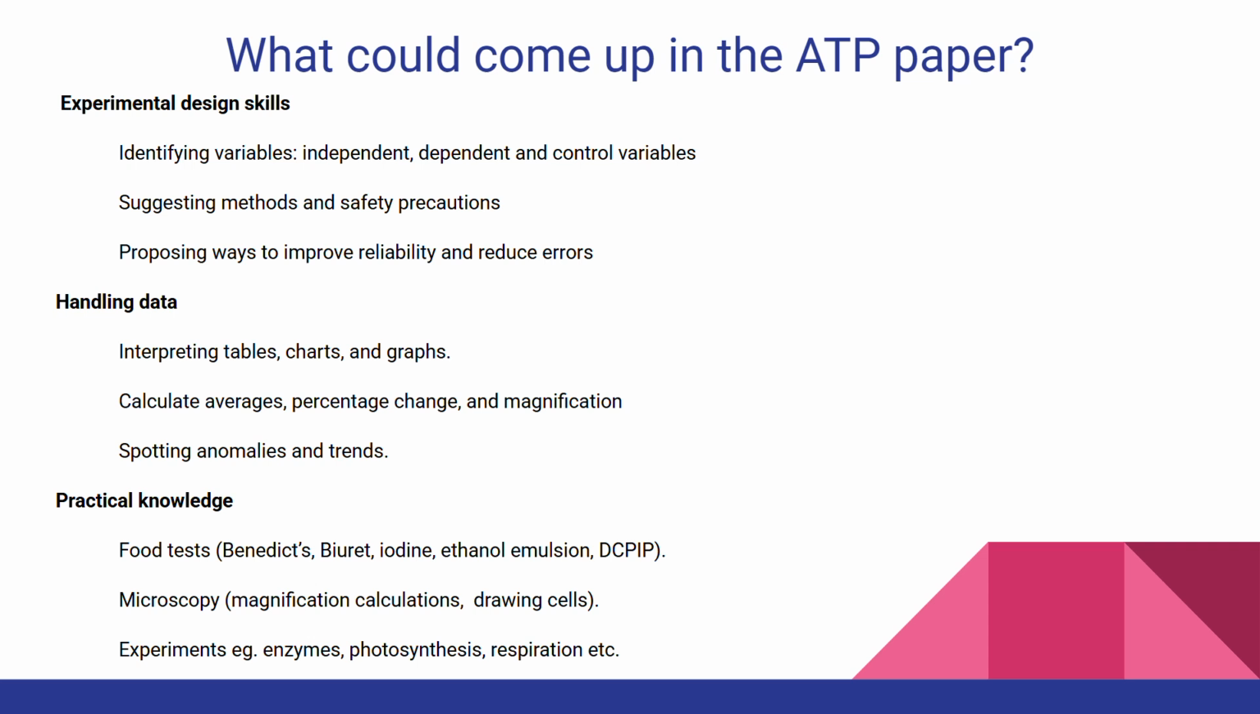Handling data is just the mathematical side of this paper, so it's just doing calculations like averages, percentage change, and magnification, and also being able to spot anomalies in data and identifying the general trends given data from graphs, tables, and charts. And practical knowledge is the actual experimental things like your food tests, microscopy, and the experiments that you would have come across in the course, for example, enzymes, photosynthesis, respiration.